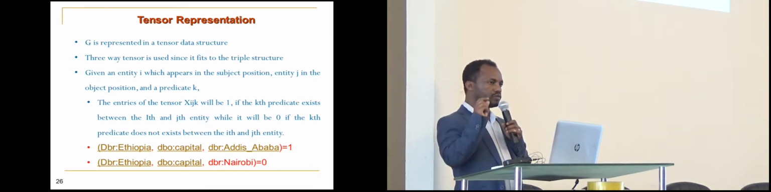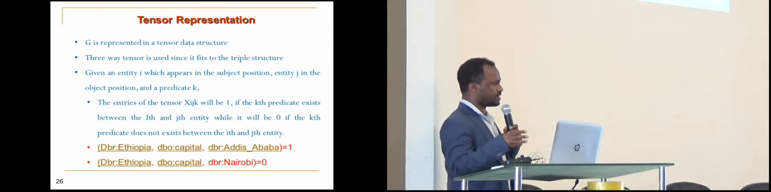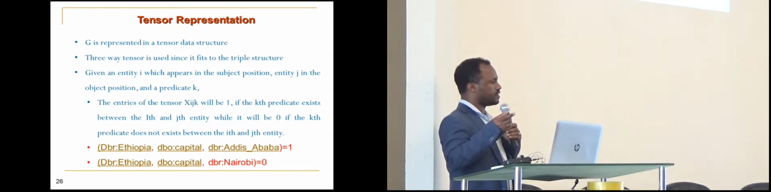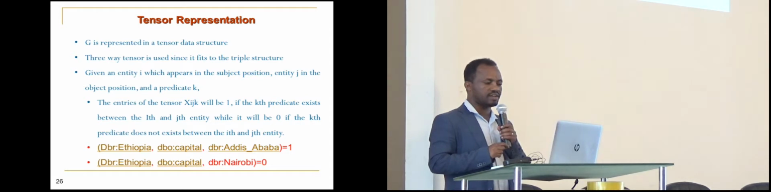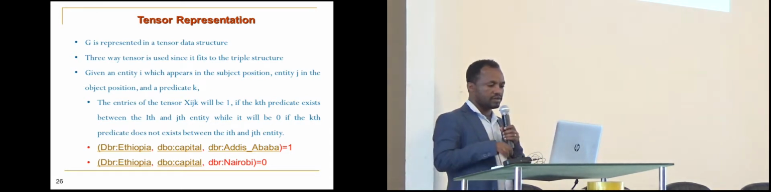So if you see the RDF triple, particularly, it is based on subject, predicate, object format. So it is three-dimensional data by its nature. So we represent that graph in a three-dimensional data structure, which is called a tensor.